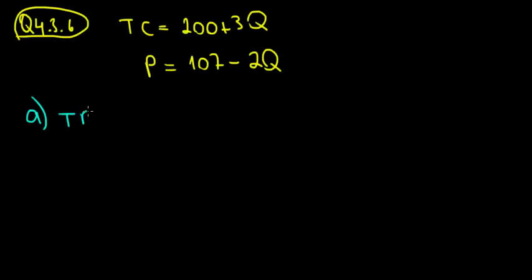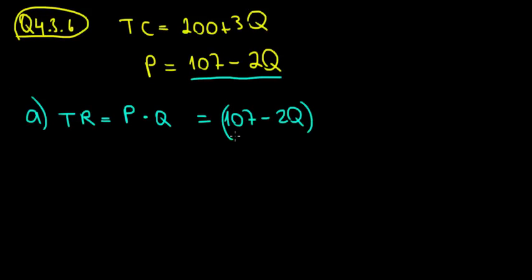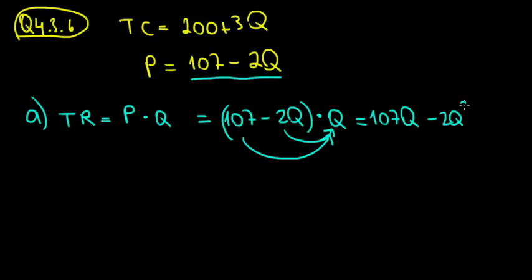Well, total revenue is equal to the price times the quantity we're selling. So for every unit that we're selling, we're getting the price in return. Makes sense. So that's equal to price, but the price is 107 minus 2Q, multiplied with the quantity. Okay, and if we multiply it, what do we get? Let's multiply term by term. 107 times Q, and then minus 2Q times Q. That's minus 2Q squared. And that's it.